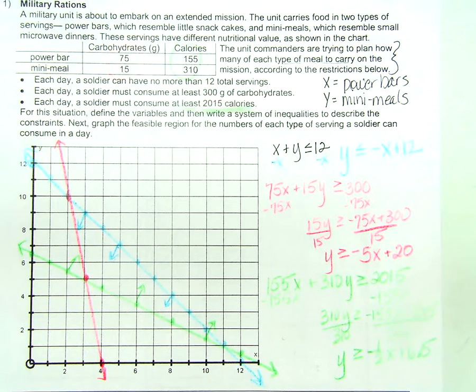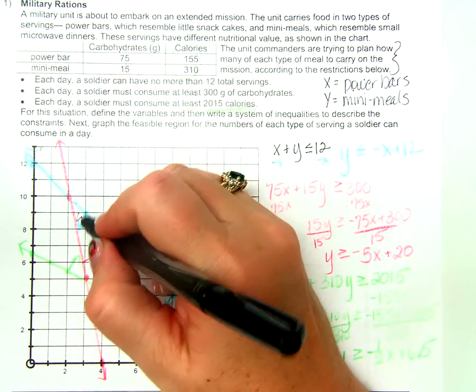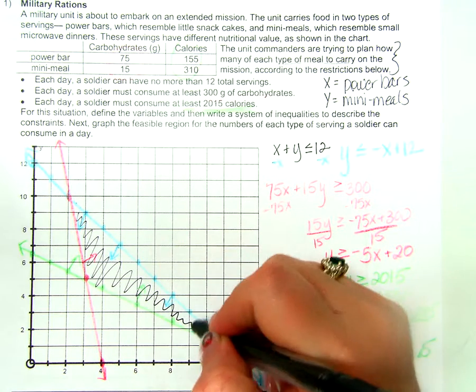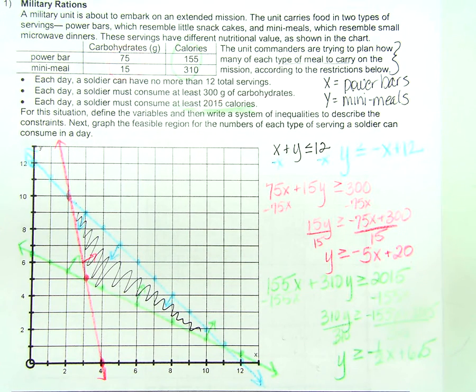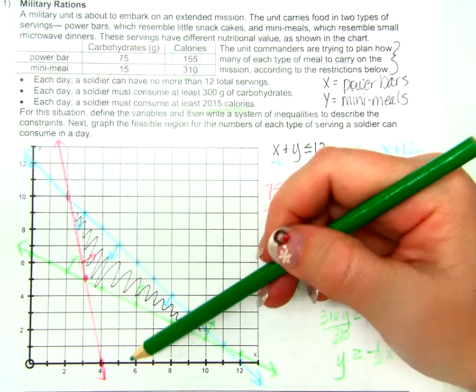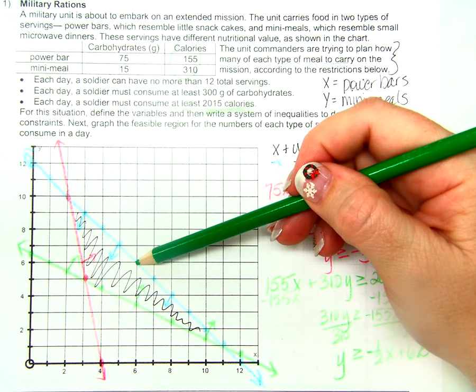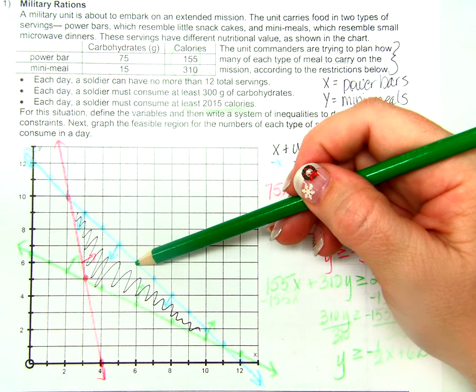And I am shading above. Yes, very good. Okay, so where's my solution? Right there, right? So somebody tell me one possibility of a solution to this system. And not just numbers, but tell me words. What numbers did you say? You said 6. Oh, 6 is right here. 6, 6. What does that mean? 6 power bars and 6 mini meals.